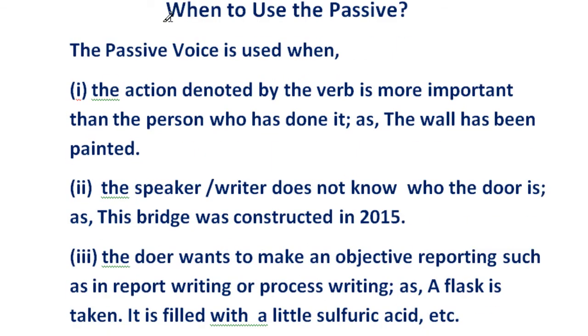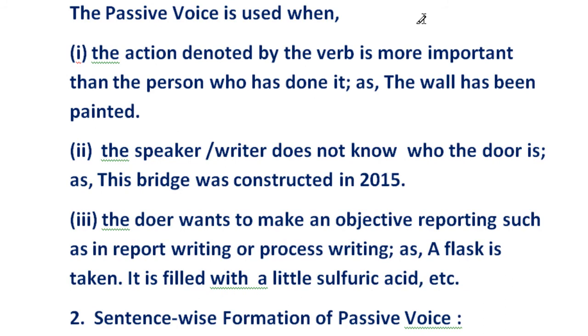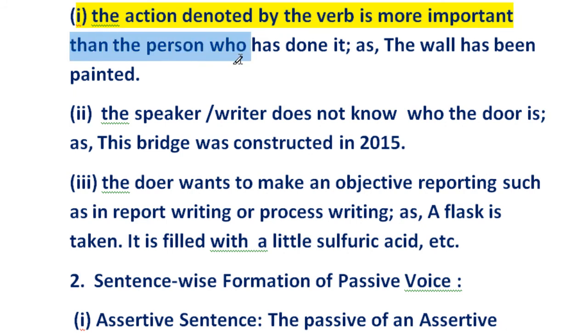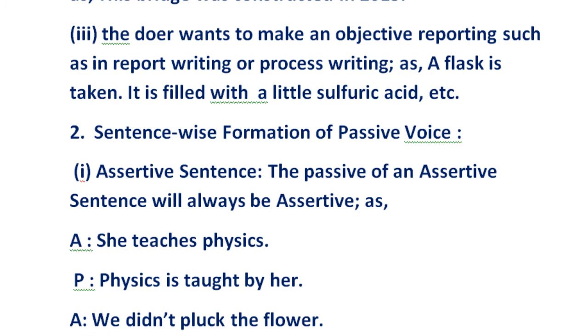Now let us see when to use passive voice. When should passive voice be used? The passive voice is used when, number one, the action denoted by the verb is more important than the person who has done it. Example, the wall has been painted. The problem has been solved. There are many examples where the doer is not important, only the action is important.